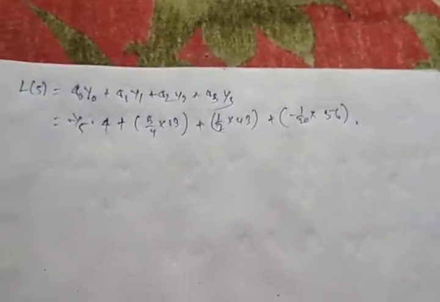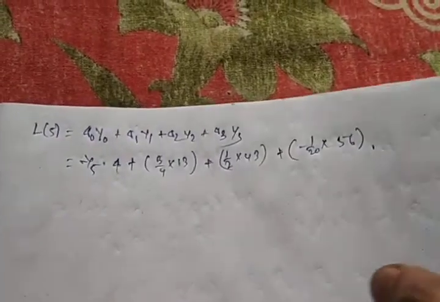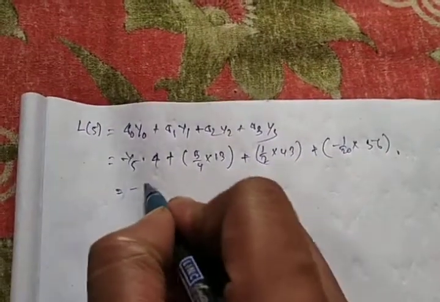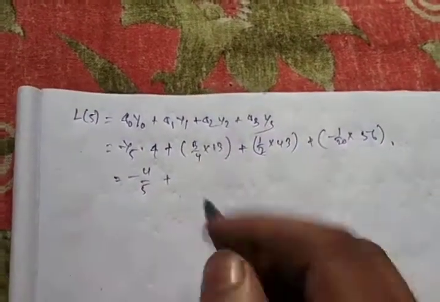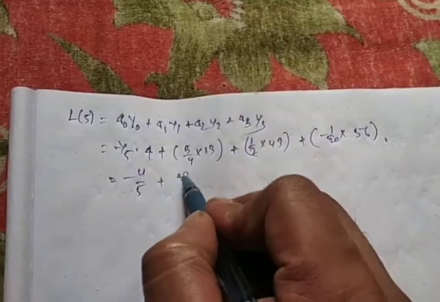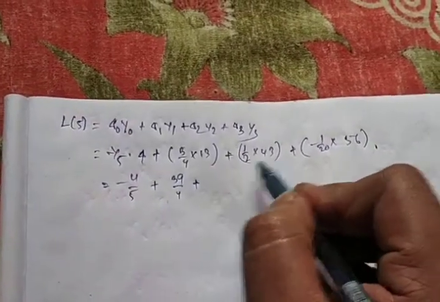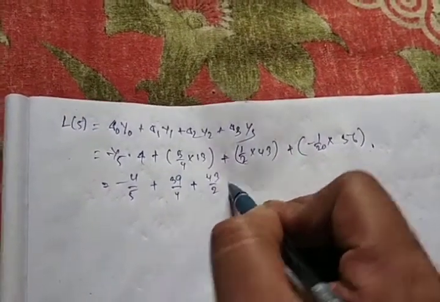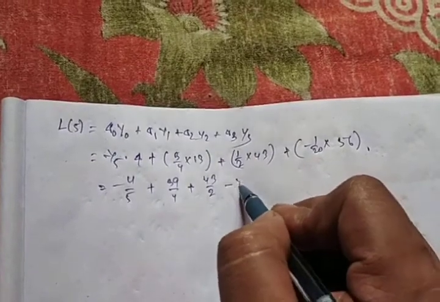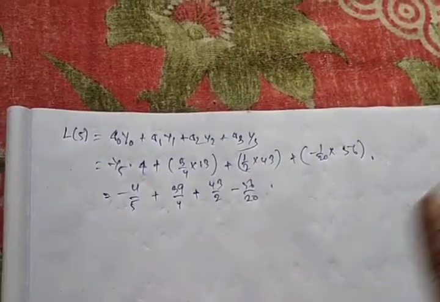Okay, so this is the total value. We have to calculate it, and then we will find the required number. 39 by 4 plus 43 by 2 minus 56 by 20.